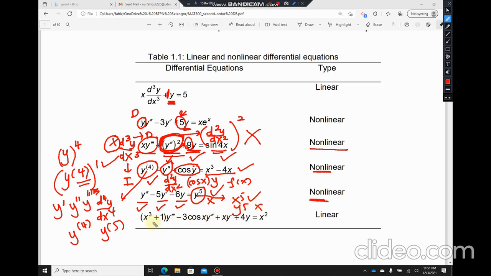And then last one, okay, kita tengok syarat yang ni, y triple prime, maksudnya dia differentiate terhadap y, maknanya depan ni dia mesti function x untuk function independent.